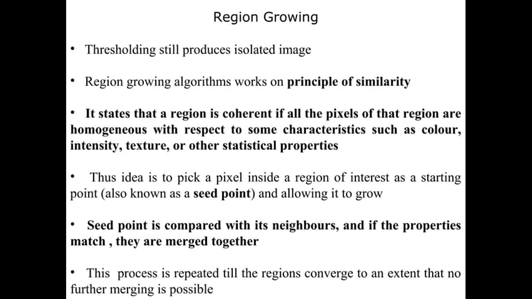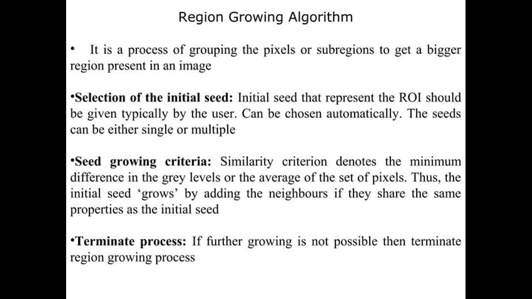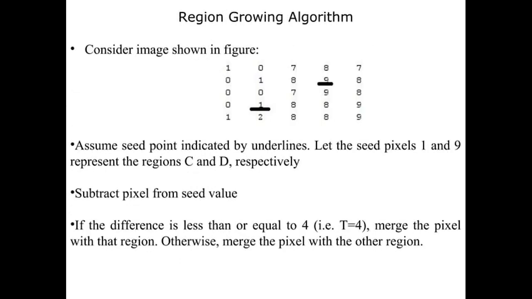The seed point is compared with its neighbors and if the properties match, they are merged together. This process is repeated till the regions converge to an extent that no further merging is possible. It is a process of grouping the pixels or subregions to get a bigger region present in an image. What are the three steps here? Selection of the initial seed, which we have already discussed. The second one is the seed growing criteria. And the third one is where we have to terminate the process.